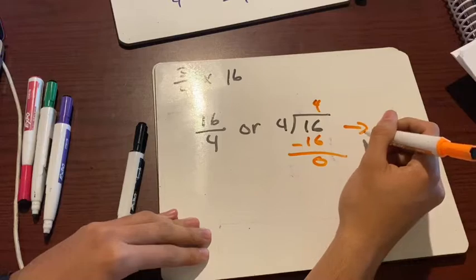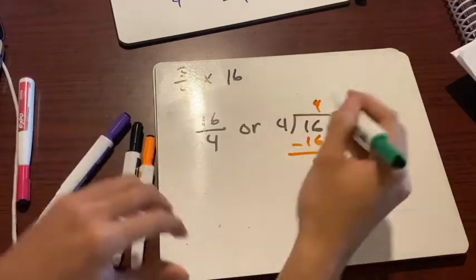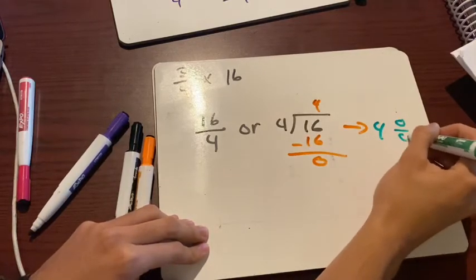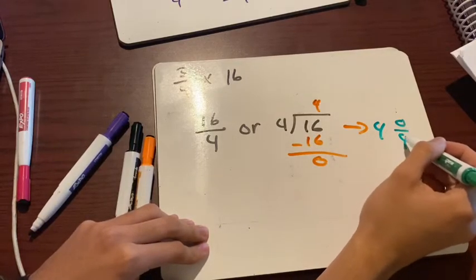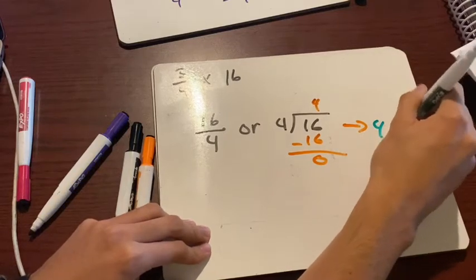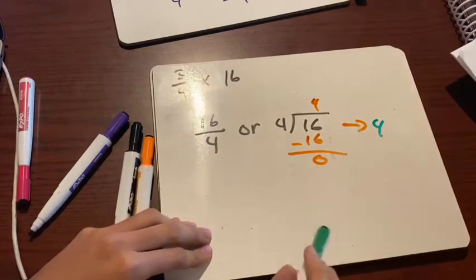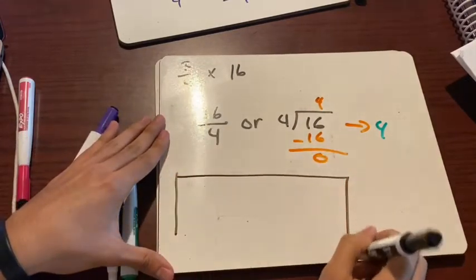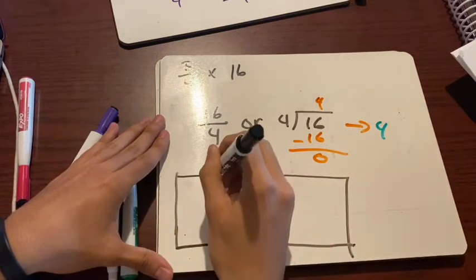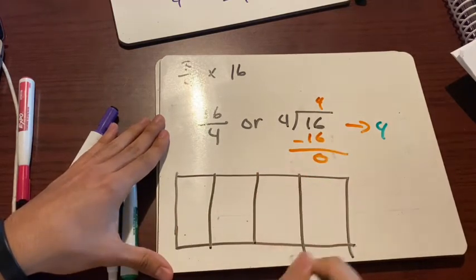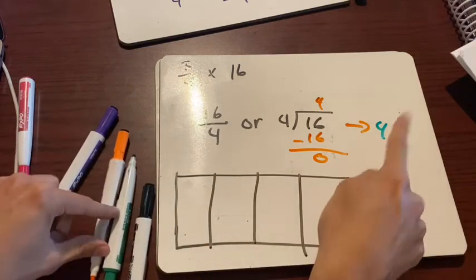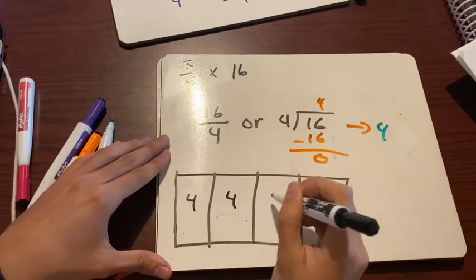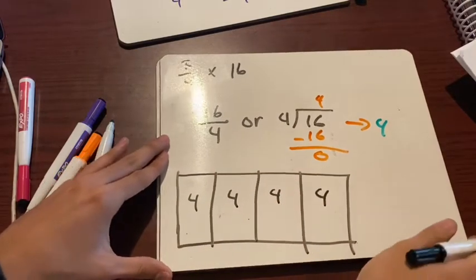What is my mixed number here? This is my whole number. This is my numerator. This is my denominator. But since this right here is 0 over 4, I can just not even include that. So my answer is 4. So when I make the box, remember, this is only for one box. So this will be 4, this will be 4, this will be 4, and this will be 4.